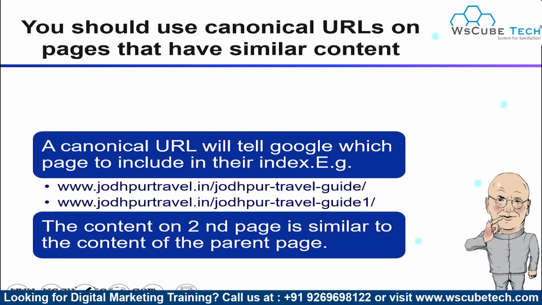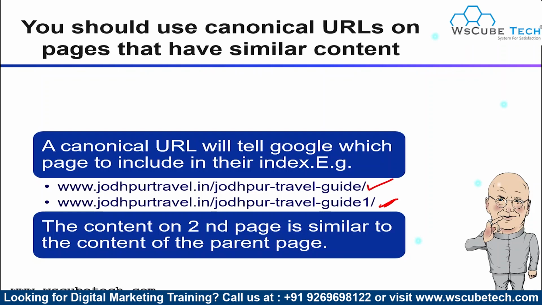Now, you should use a canonical URL on pages that have similar content. Here, we already gave you one example. Another example we have is that a canonical URL will tell Google which page to include in its index. Here you can see that the content of the second page is similar to the content of that particular parent page.